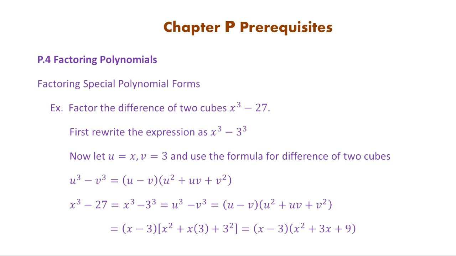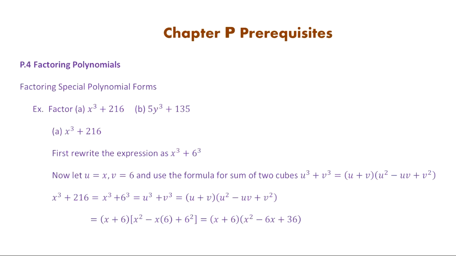And then just rewrite in the standard form. So we got x minus 3 times x squared plus 3x plus 9. Okay, if you square 3, you get 9. So that's the difference of two cubes. So basically, use the formulas.